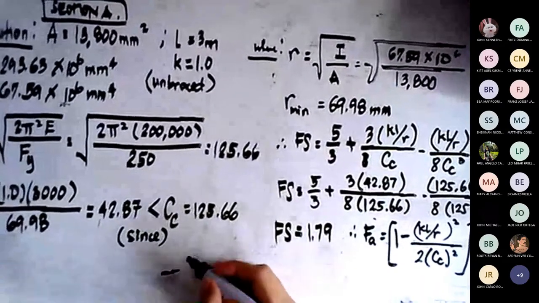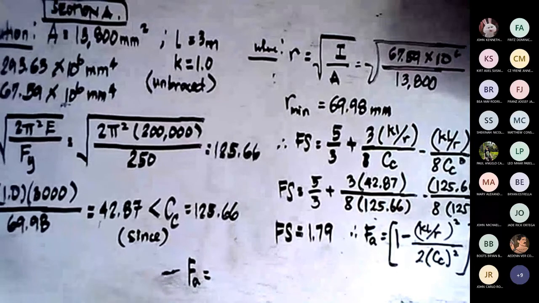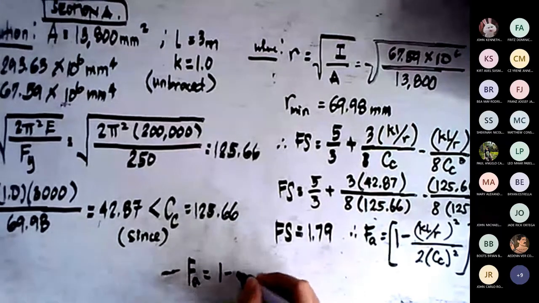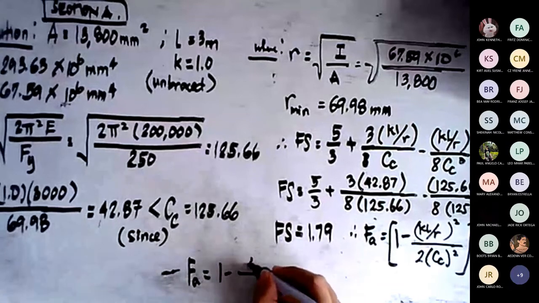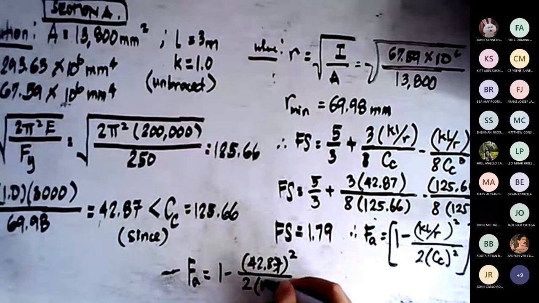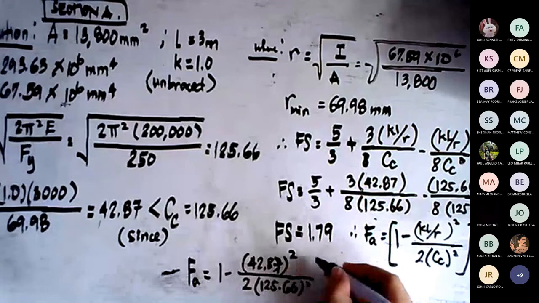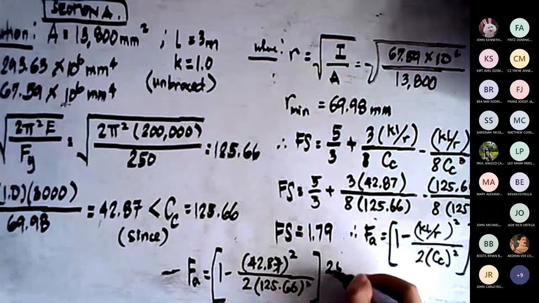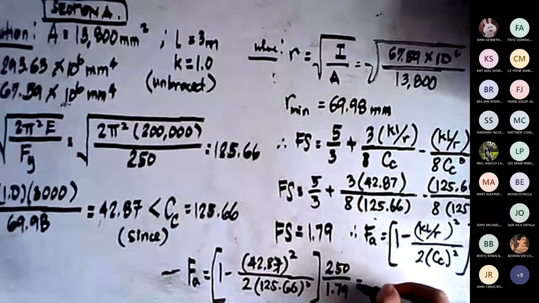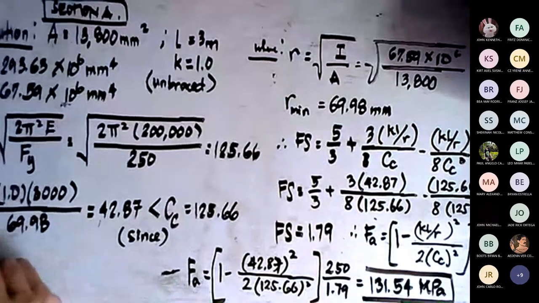Okay. So if you are going to determine the value for the critical stress, you have 1 minus KL over R, which is 42.87, squared divided by 2 times 125.66 squared, multiplied by Fy of 250 over 1.79. Then Fa is equals to, by calculation, 131.54 megapascal. We are going to use this in the determination for the critical load.